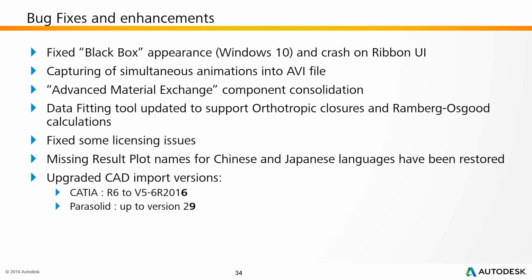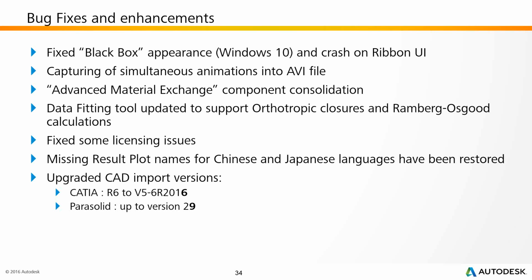Other than that, we fixed a number of bugs. We found that a bug in the ribbon component that we get from Autodesk caused a black box to appear in Windows 10 sometimes, which made the product unusable at that point. That was resolved. We are now able to capture simultaneous animations into an AVI file. Advanced material exchange has some component consolidation, which you're not going to notice that much.